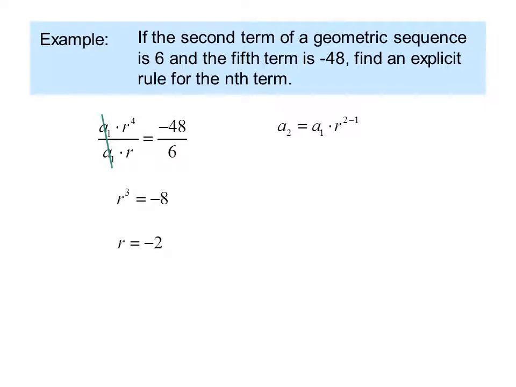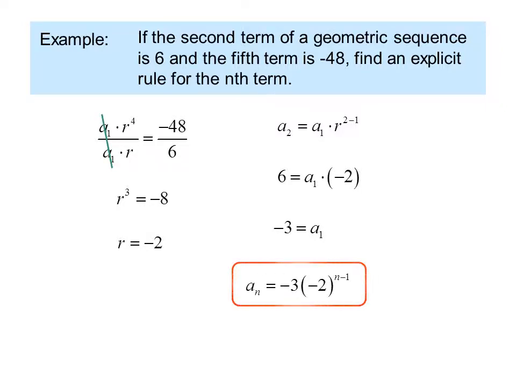Now that we know the common ratio, r is negative 2, we can write a sub 2 equals a sub 1 times r to the 2 minus 1, or 6 equals a sub 1 times negative 2. So negative 3 equals a sub 1. Our explicit rule for the nth term then is a sub n equals negative 3 times negative 2 to the n minus 1.